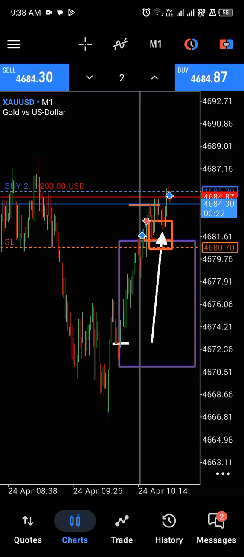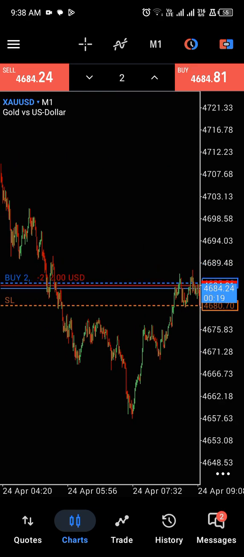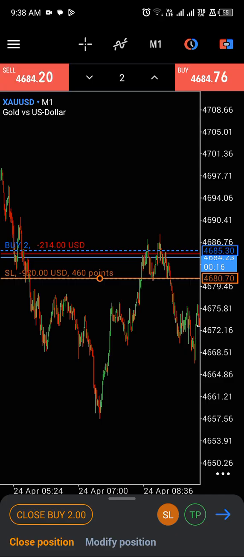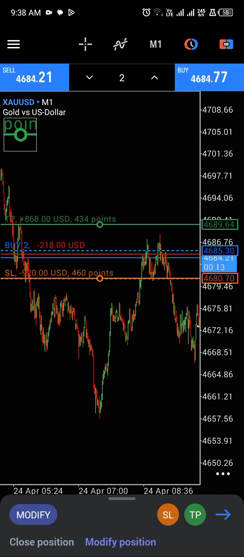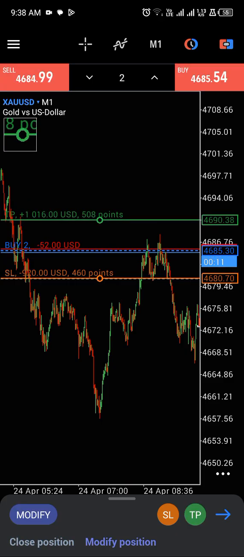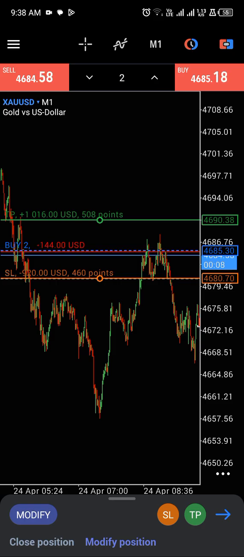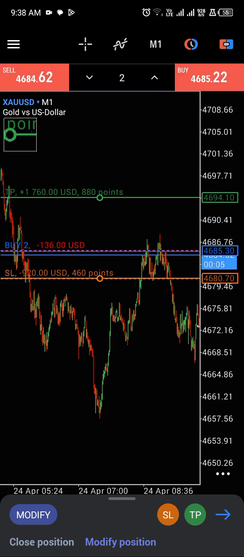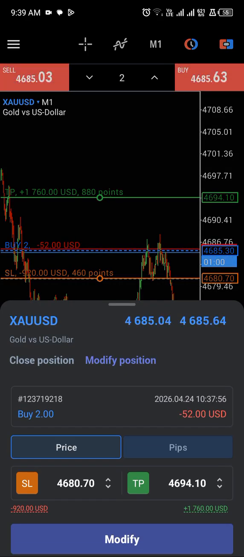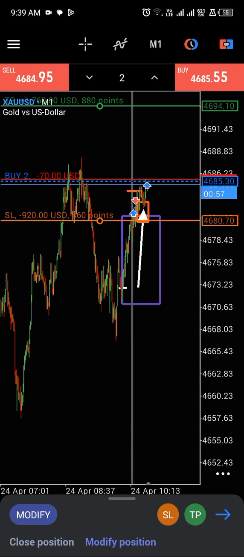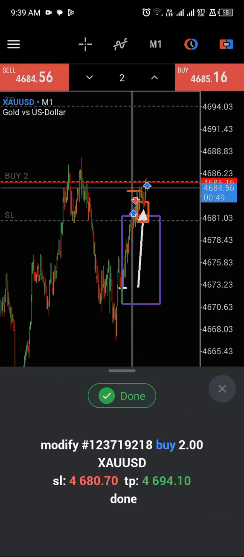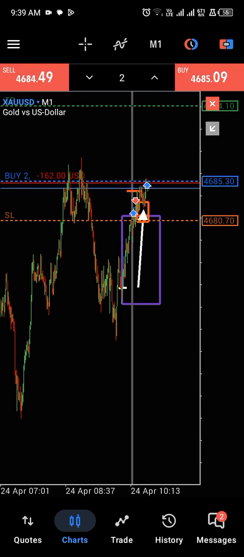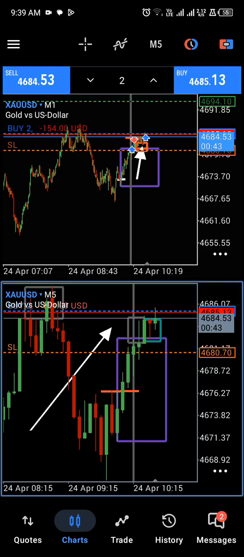Yeah, that was a late entry. That's why I reduced my lot size. My TP is not that clear, so I am not sure about that take profit. I am really not sure about it.